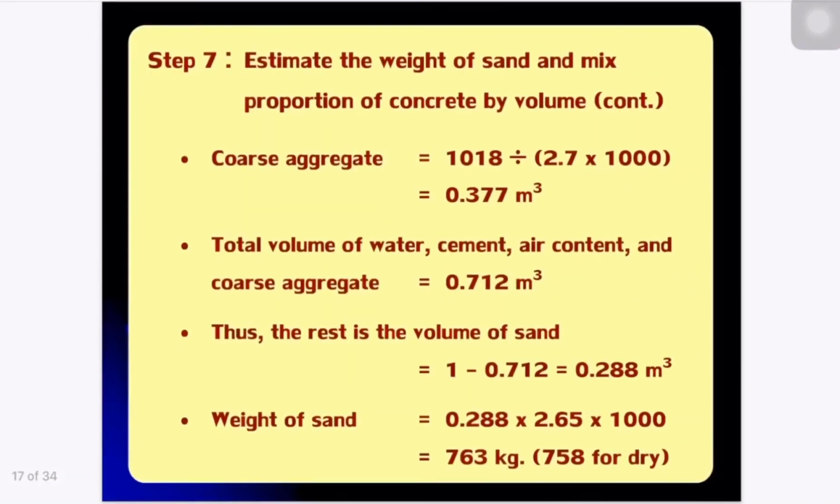In the next step, the total volume of the water, cement, air content, and the coarse aggregate is 0.712. Thus, the remaining volume, or the volume of sand, is 1 minus 0.712, and the volume of sand is 0.288 cubic meters. The weight of sand, if we know the volume, multiplied by the specific gravity at SSD condition, we obtain the weight of sand in SSD condition, that is 763 kilograms per cubic meter. And the dry weight of sand is 758 kilograms per cubic meter.